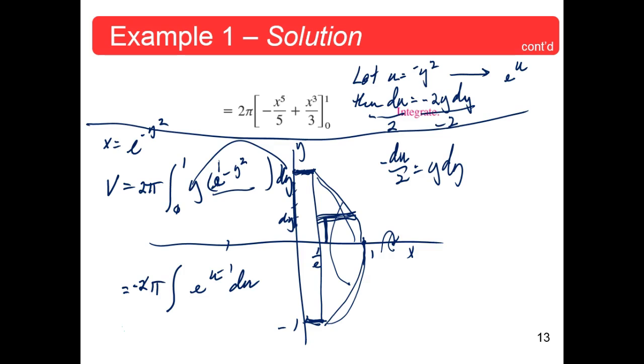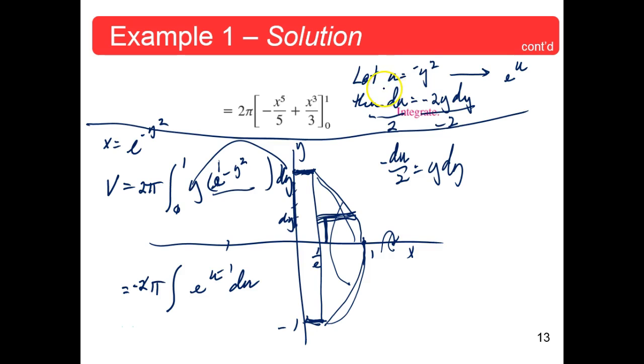So here we have the integral of e to the u du. But this is the dy going from 0 to 1. We need to figure out what u is going from. Okay? Now, when y is 0, what is u?